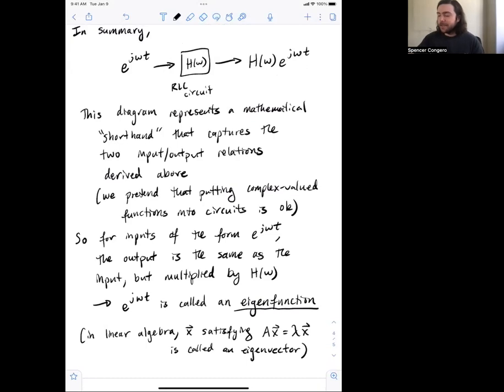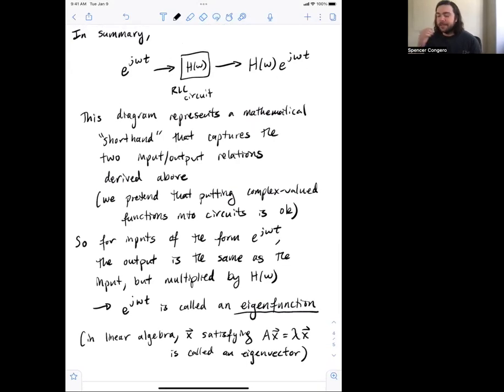So we're going to be using this property a lot. And more generally, like I said, once we get to LTI systems very soon, which are more general than RLC circuits, all of this will make even more sense in that context. So we have that to look forward to.